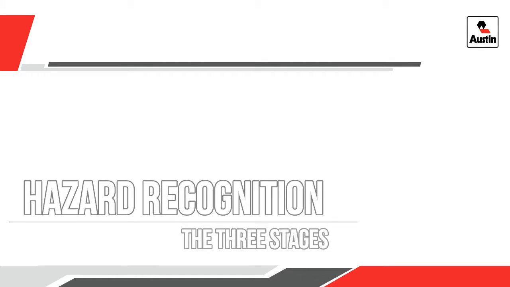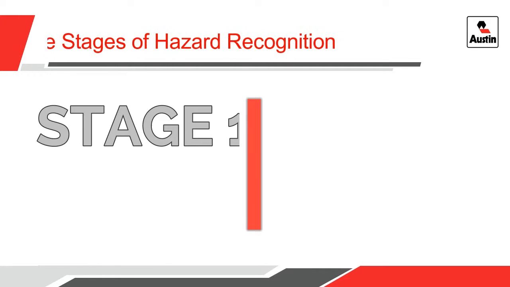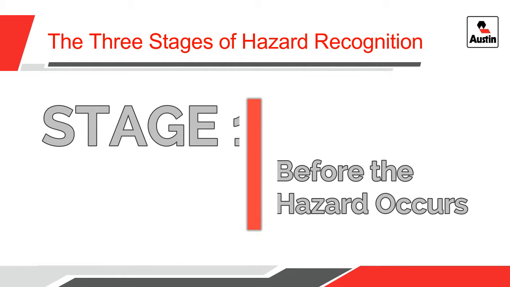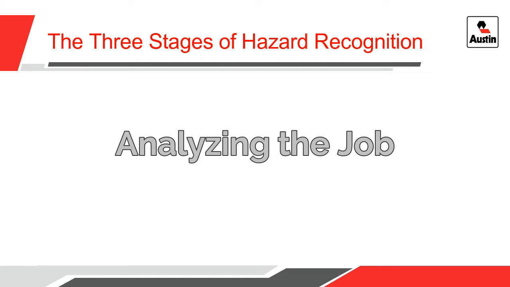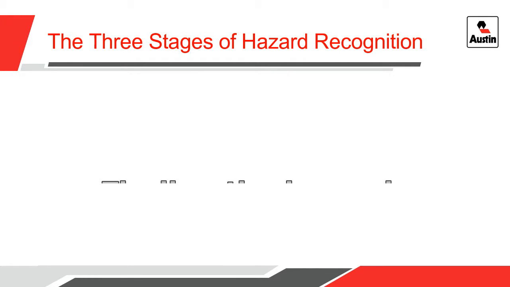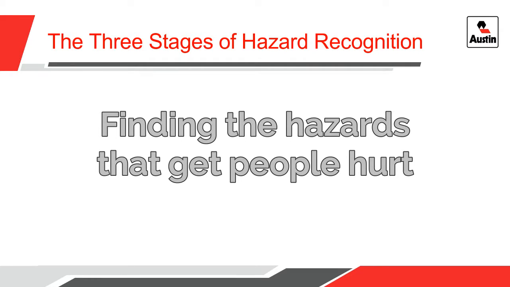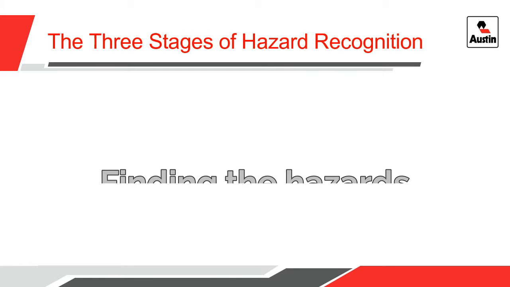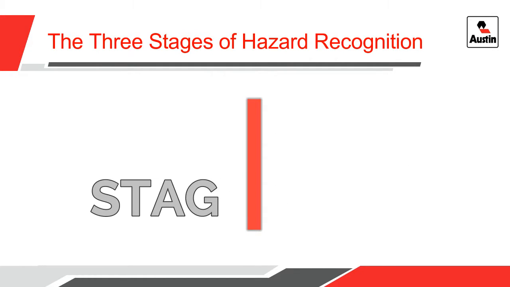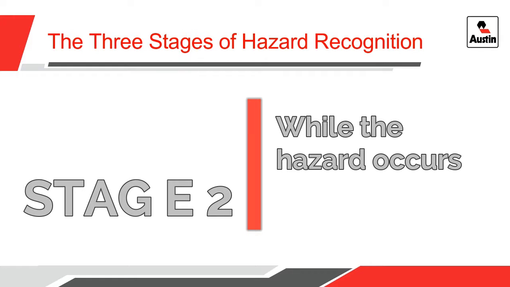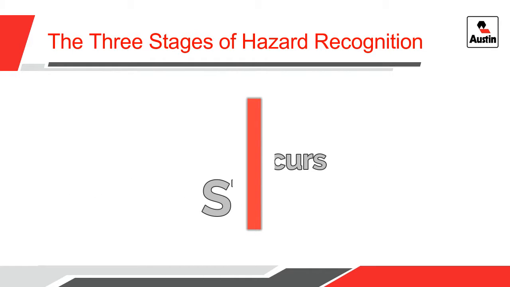There are 3 stages to hazard recognition. The first stage is before the hazard occurs. This is analyzing the job that you're going to perform and finding those hazards that can lead to an accident or a near miss. The second stage is while the hazard has the potential to occur.